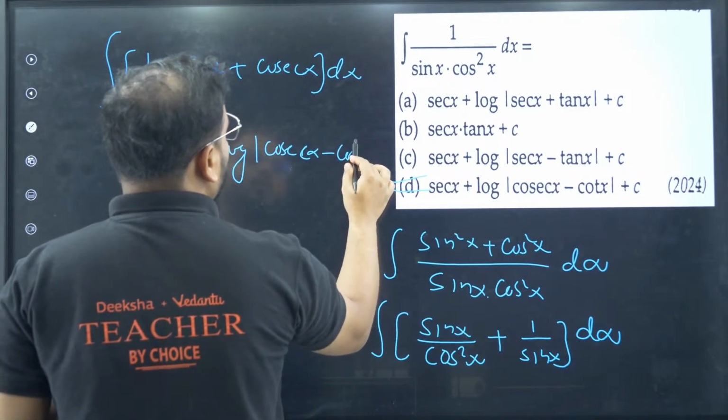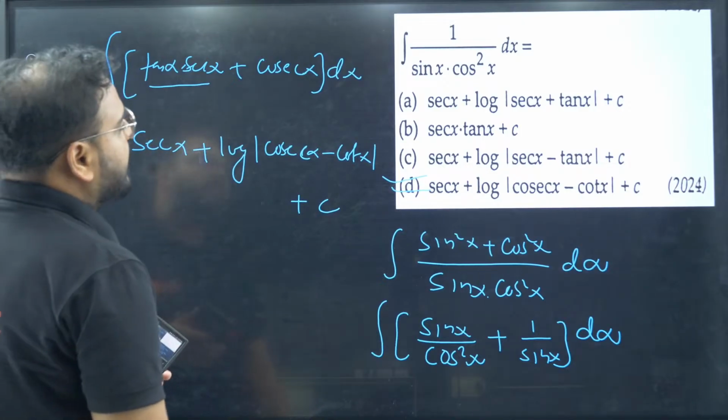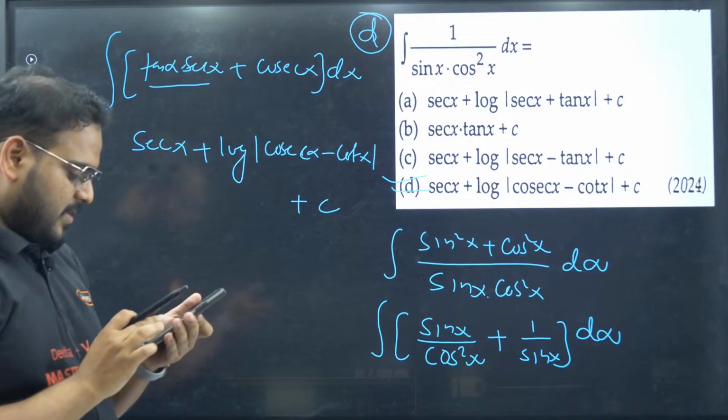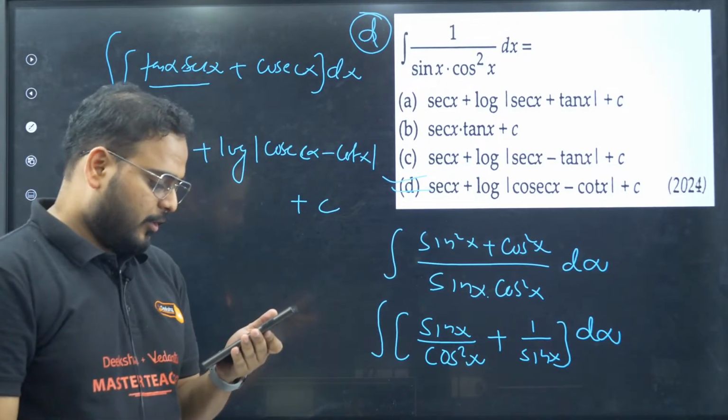Cosec x minus cot x. First question we did, plus C. Option D is correct. Yes, now it's correct. Option D is correct. Correct, Gautam.